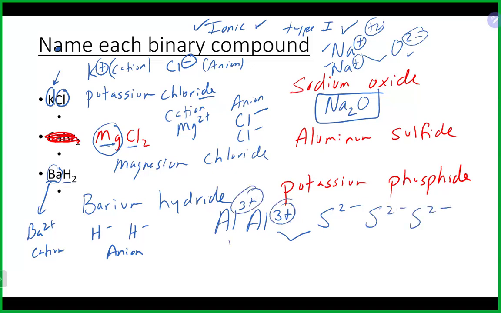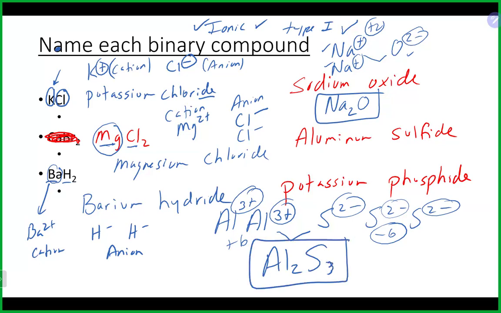+3 twice is +6. And -2 times 3 is -6. That will equal 0, correct? So all I have to do is write what I did. I did 2 aluminums, so an Al with a 2 next to it, and I did 3 sulfurs. There it is. Any questions on that one there?